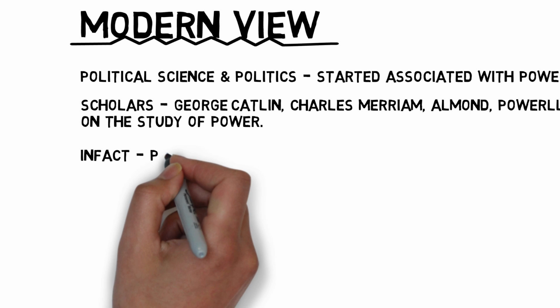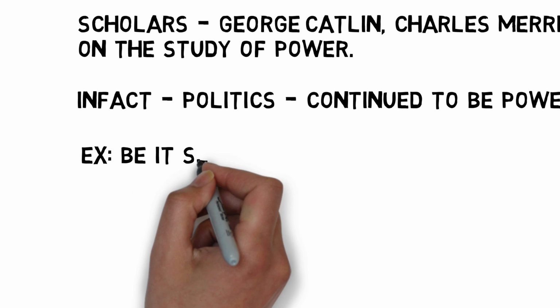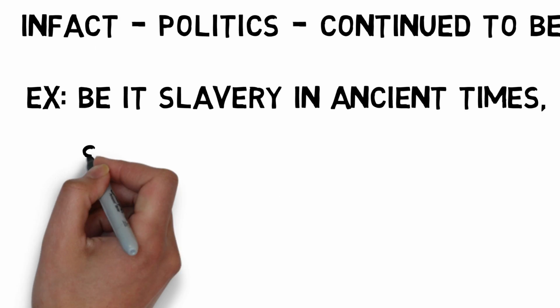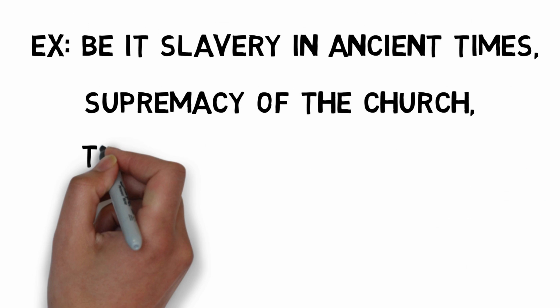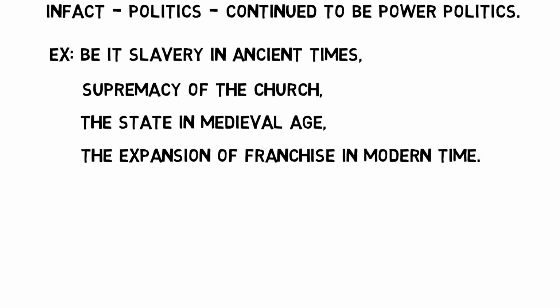In fact, politics all along had been and continues to be power politics. For example, be it slavery in ancient time, supremacy of church and state in the medieval age, or the expansion of franchise in modern time. If we try and make some sense out of these examples, it shows very clearly that power has played a very important role, and that is what all these scholars have talked about: that when we talk about political science, when we talk about politics, it is all associated in and around power in different manifestations.